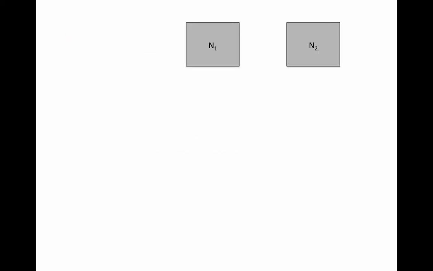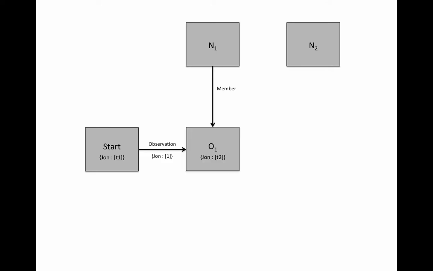Let's take a look at a toy example. Consider two nodes, N1 and N2, in the Atlas graph which represent some code artifacts. John starts his audit at time T1 and then selects node N1 at time T2 by clicking on the code artifact in the source code. A new observation node is created with timestamp T2 and a directed edge is added from the start node.